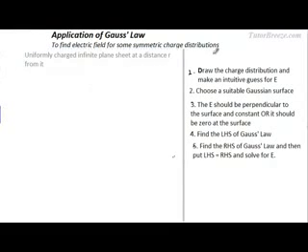Now, before we do that, let us quickly recall what Gauss's law is. Gauss's law states that the total electric flux through a closed surface, integral E dot dA, is equal to 1 by epsilon naught times the charge enclosed by that surface.